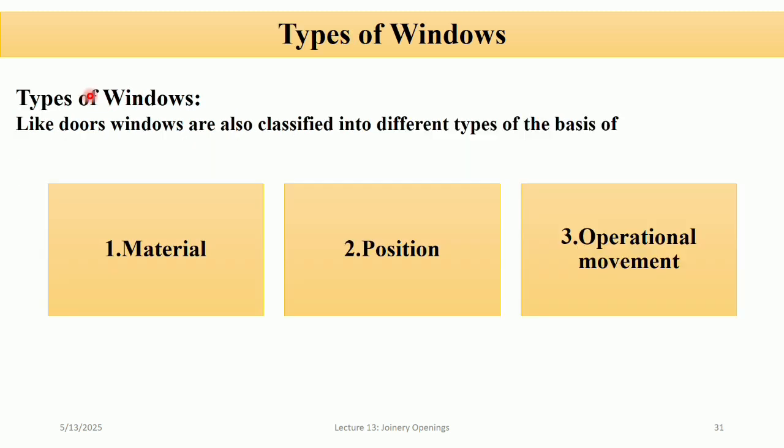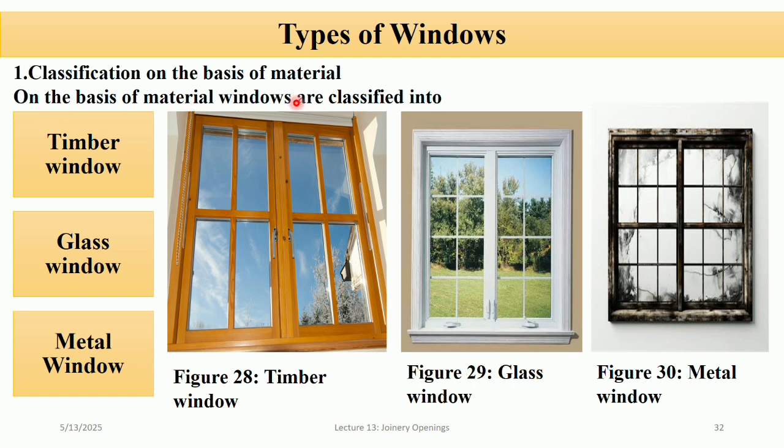ones. Types of windows. So like doors, windows are classified into different types on the basis of material, positions, operational movement. So on the basis of material, window are classified into timber window, glass window, metal window. So timber window are made from natural wood like teak, deodar, or saltwood. They are traditional and commonly used in residential building.